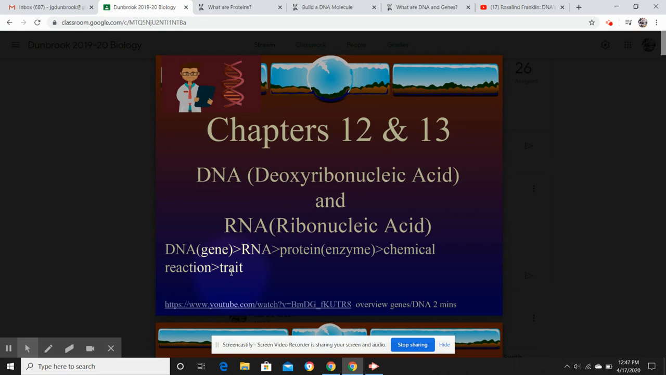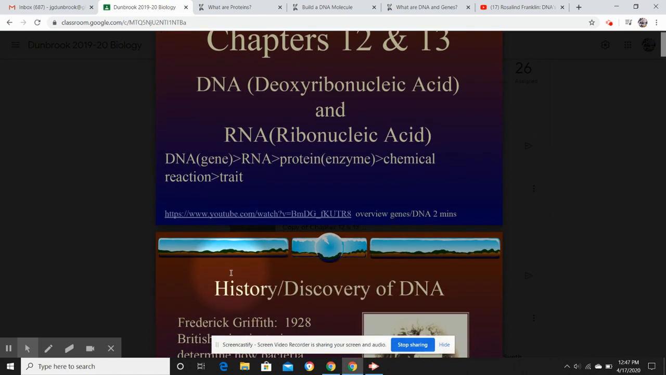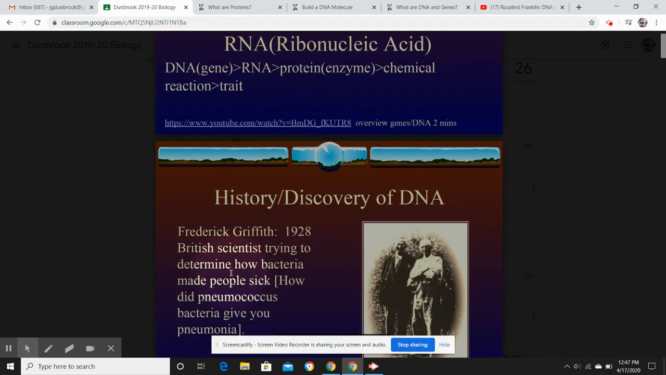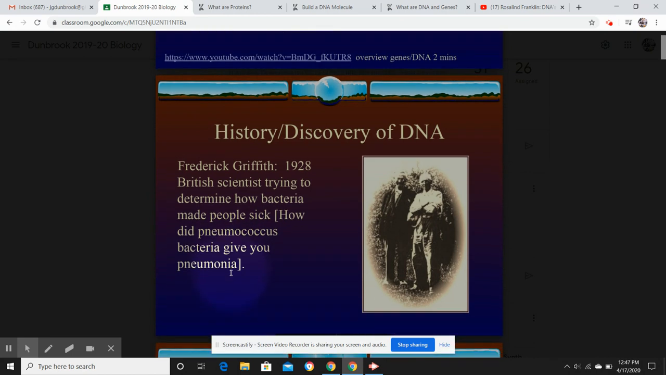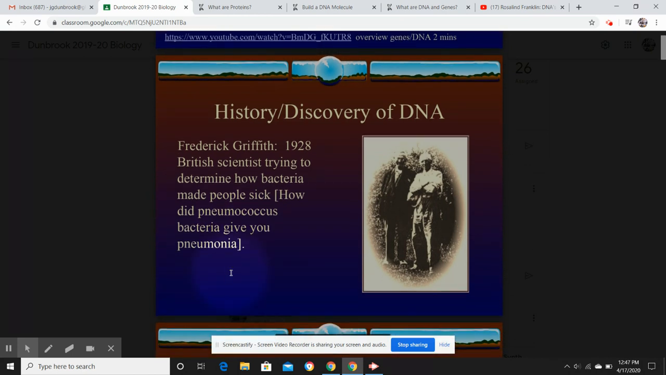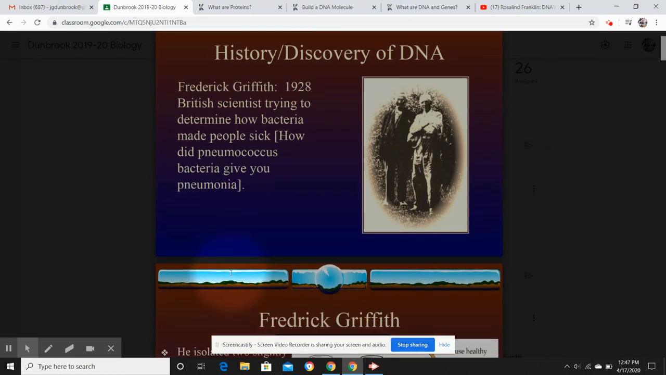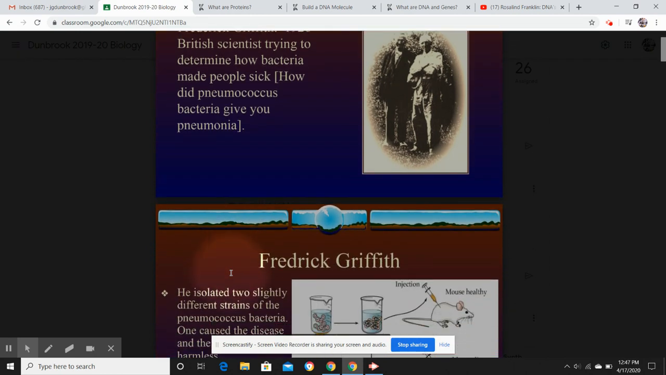So let's get to the bigger things here. We've been through the first, what we say, 19 slides, and this whole first part of the chapter in 12.1 is really about the history and discovery of how we found out DNA was the responsible molecule for passing on inheritance and giving us our traits and our information.